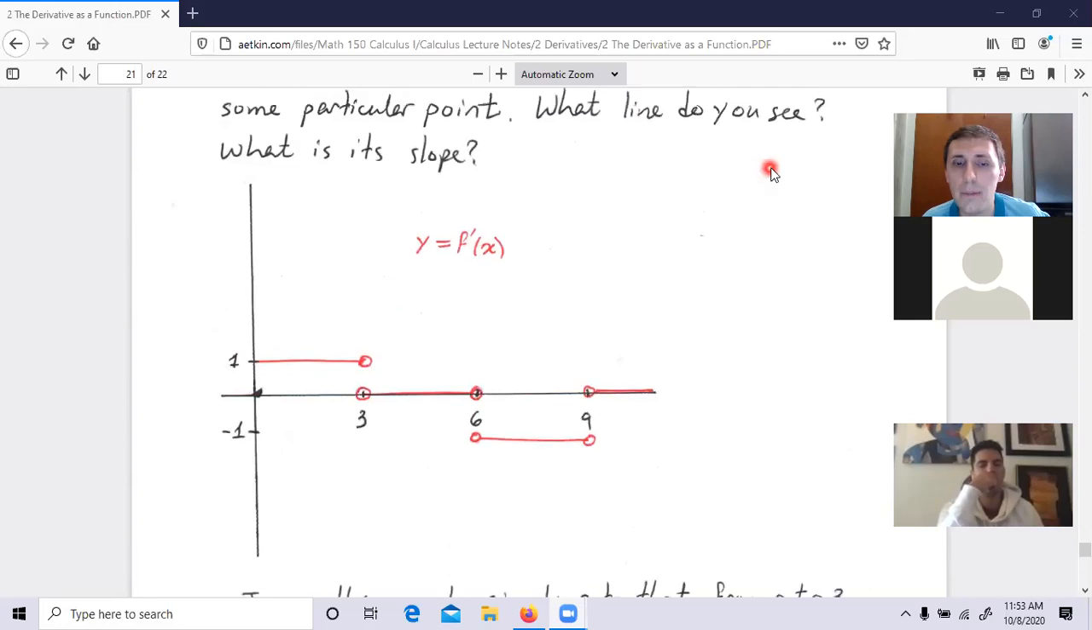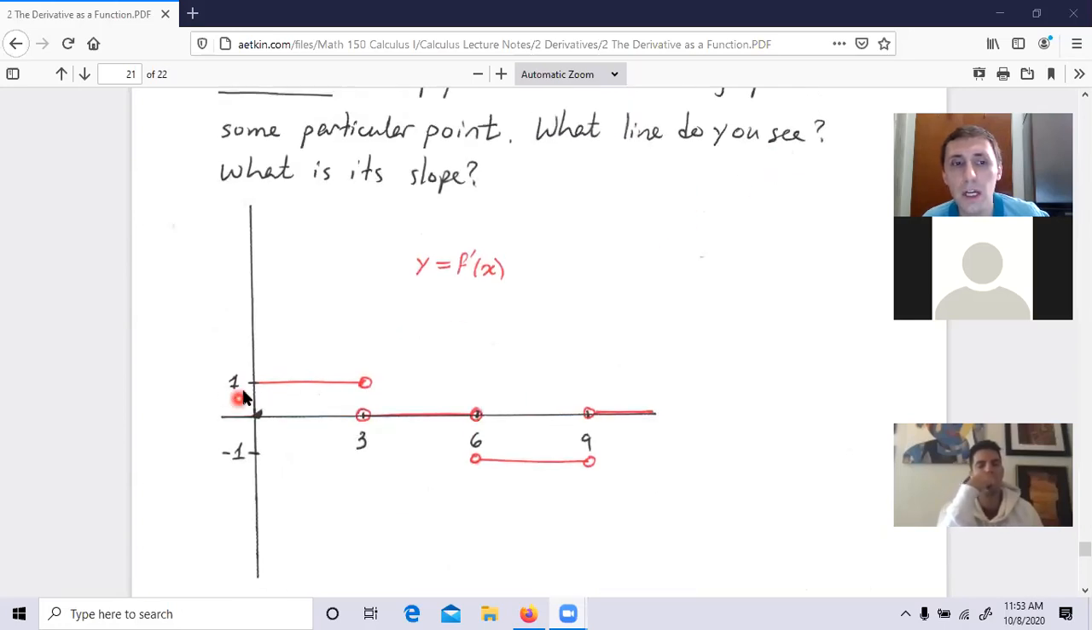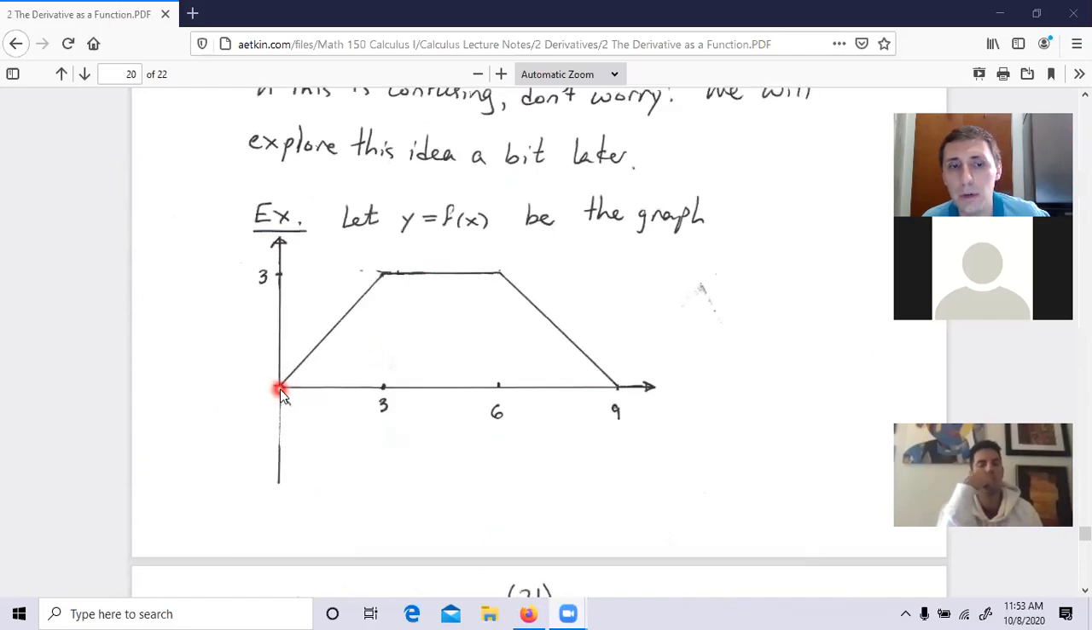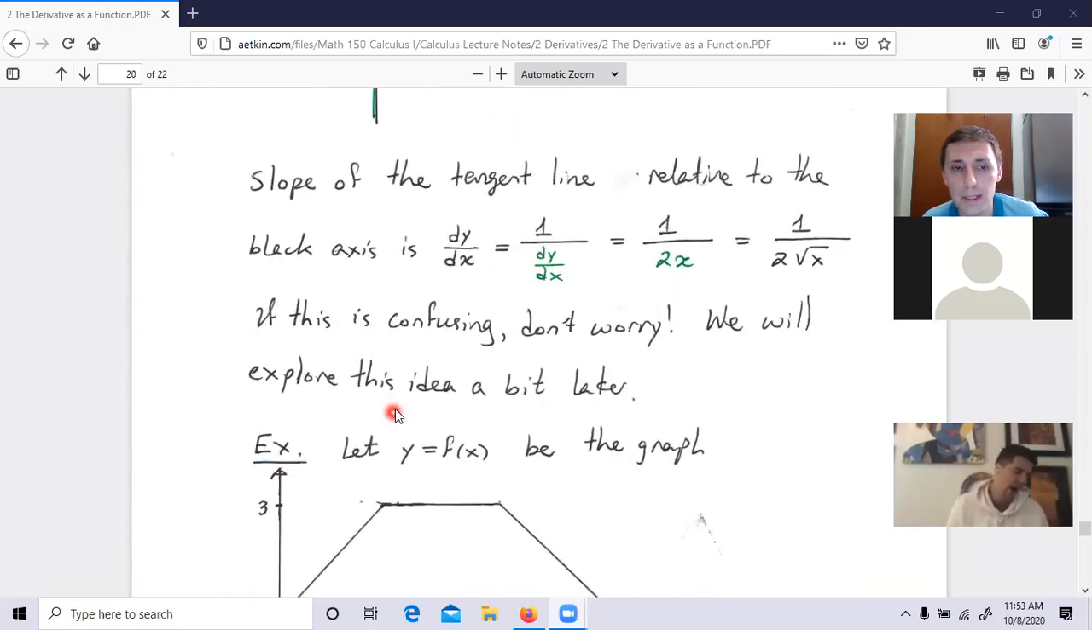Here is my picture of the slope, right? So first of all, anywhere I zoom in between 0 and 3, I see the same line, and therefore I see the same slope. Do you agree? Are you with me, guys? Anywhere in here I see the same slope. And what is that slope? That slope can be easily calculated.